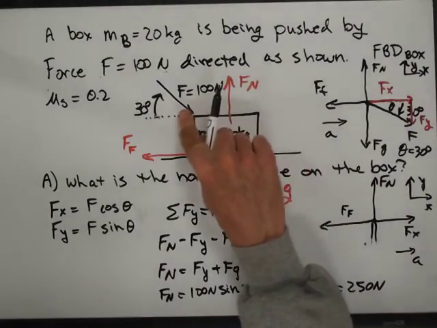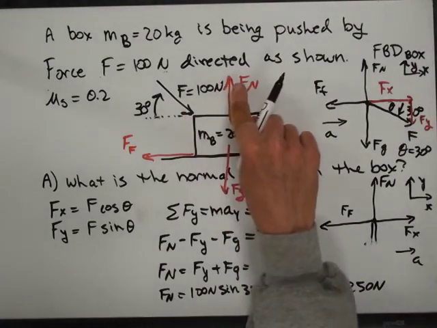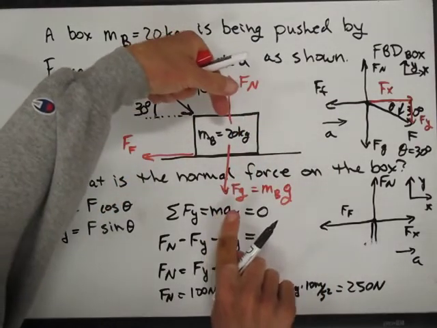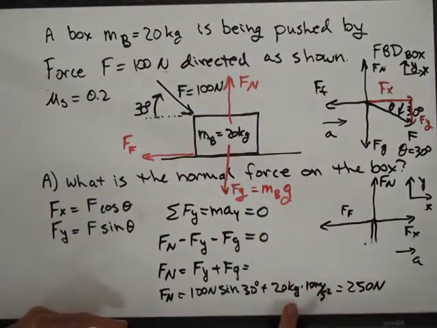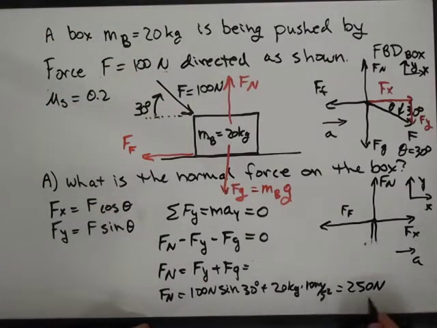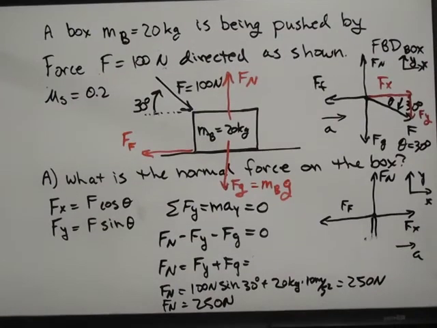So whereas if I wasn't pushing on the box at this angle, if there was no force here, the normal force would just be opposing the weight, and it would be 200 newtons. Because I'm angling downward now, I now get a normal force, Fn equals 250 newtons. It's increased by my downward push. Right, and so that's the answer to this question.